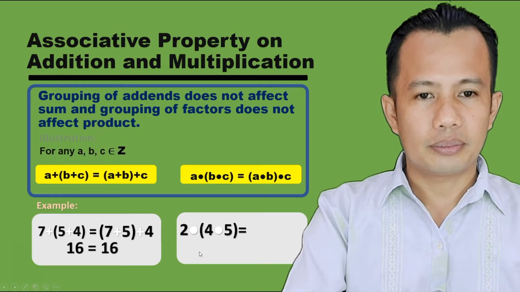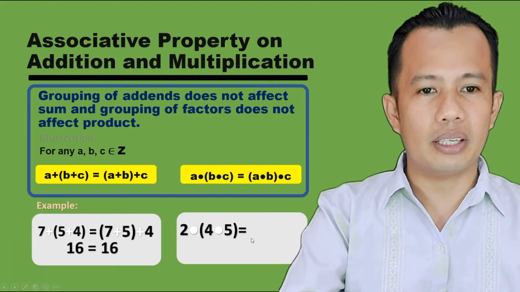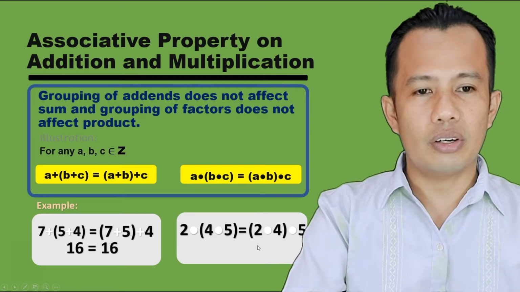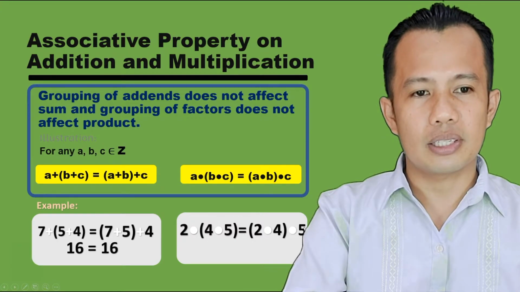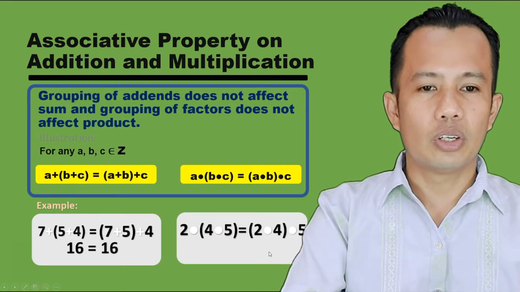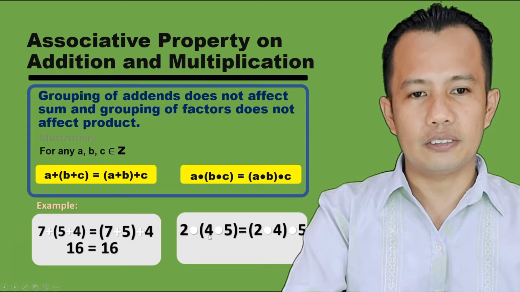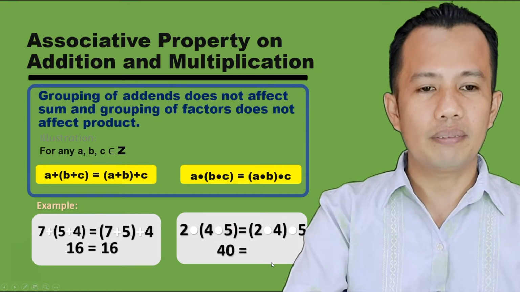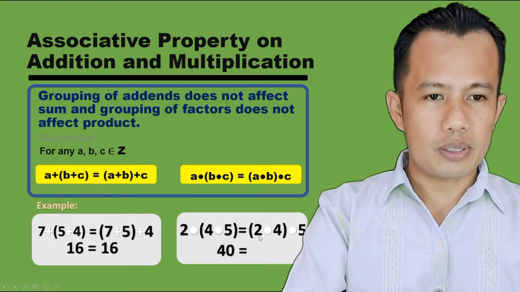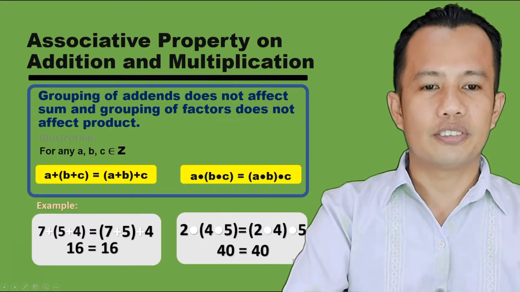Next example. 2 times the quantity of 4 times 5. By virtue of associative property on multiplication, it is also equal to the quantity 2 times 4, times 5. So let's double check. Let's operate first the quantities inside the parentheses. 4 times 5 is equal to 20, times 2 is equal to 40. 2 times 4 is equal to 8, times 5 is equal to 40.